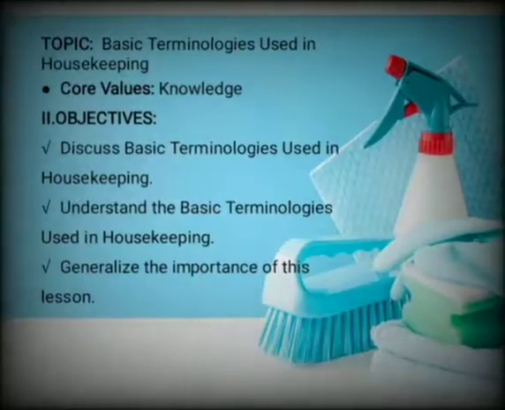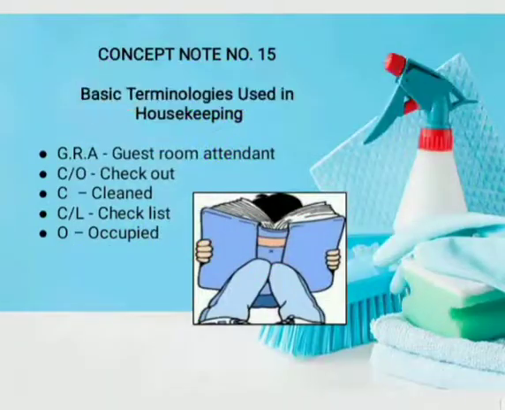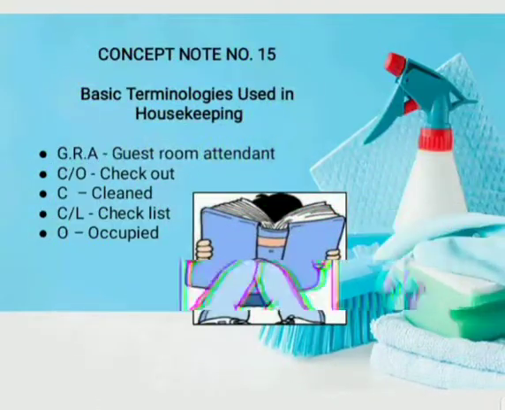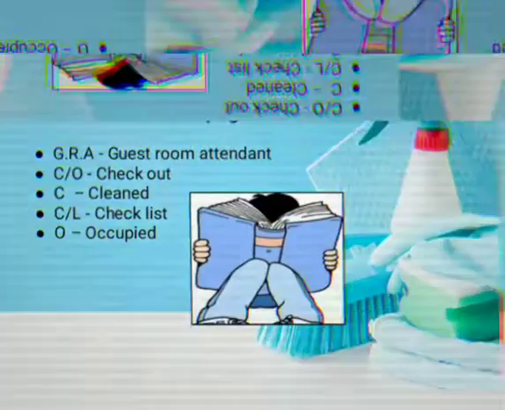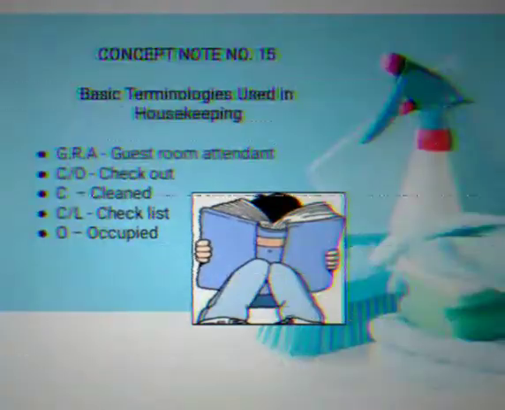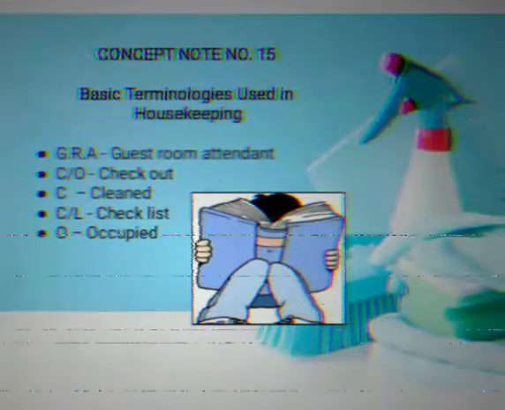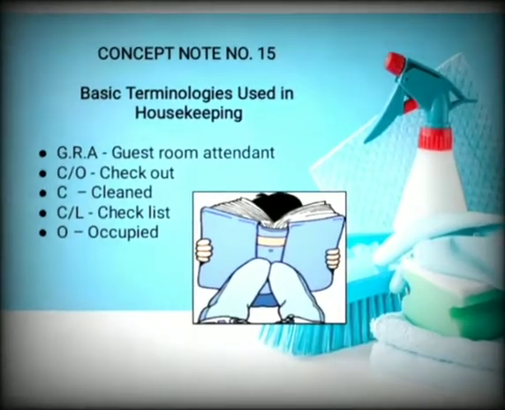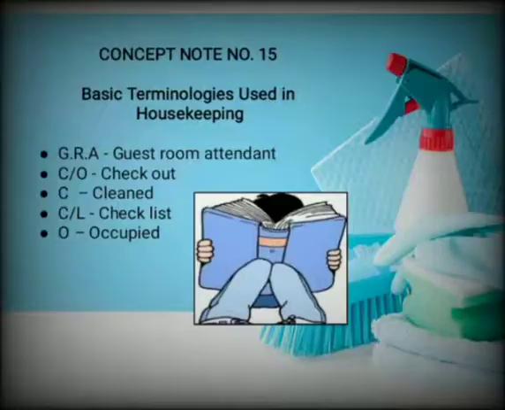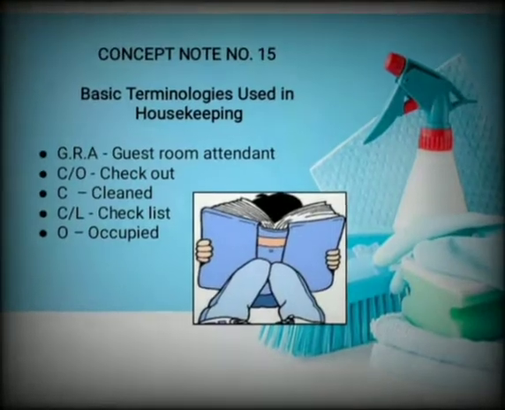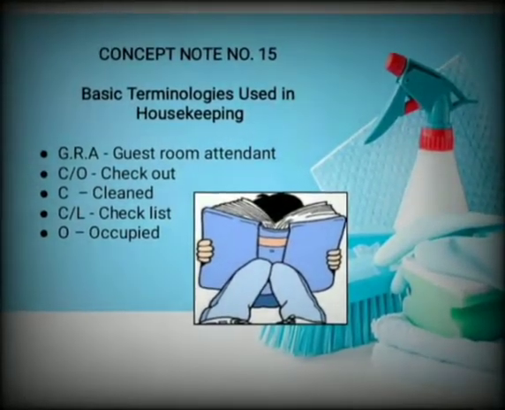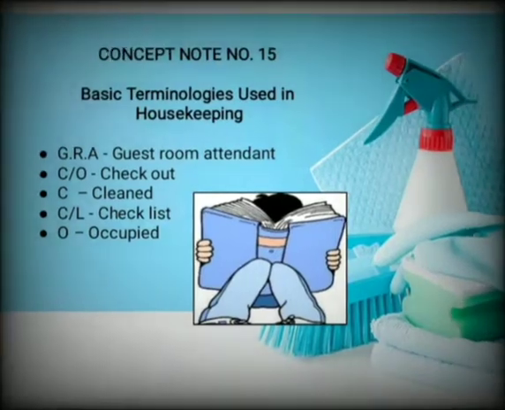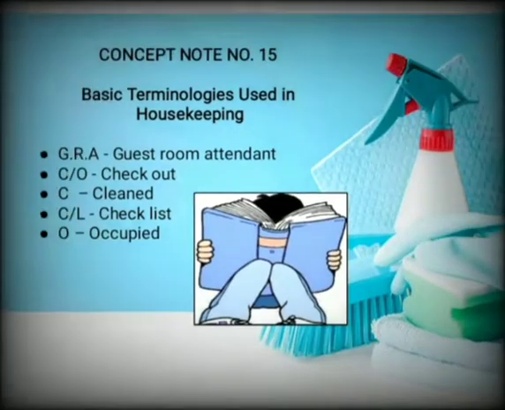Now we proceed to our concept note number 15, our lesson proper. What are the basic terminologies used in housekeeping? So I will proceed one by one. GRA means guest room attendant. CO, check out, stands for checked out. Letter C stands for clean. CL stands for checklist, and letter O stands for occupied.